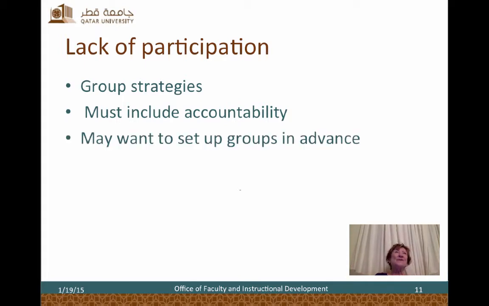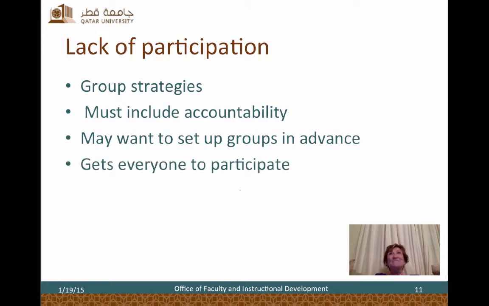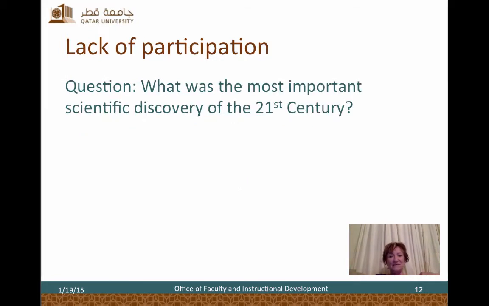It's easier in a very large group to set up the groups in advance. The first time you use group work, it may take a little time, maybe 5 or 10 minutes, to help students understand how to get in groups. But after that, they can use the same groups each time for several class periods, even the whole semester if it's working. And when students get used to working in groups, they do it very quickly, and it gets everyone to participate.